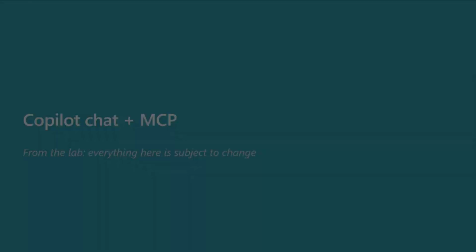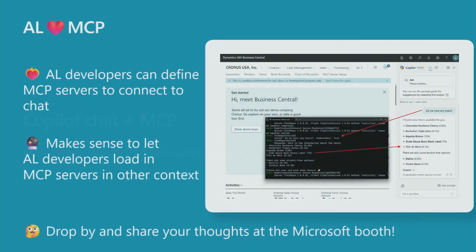So I'll jump back to the slides, and I've got to be quick. But basically, a point I'm trying to make here is that I definitely see some path here with AL and MCP. It's very cool. I think that AL developers can define MCP servers to connect to with chat.